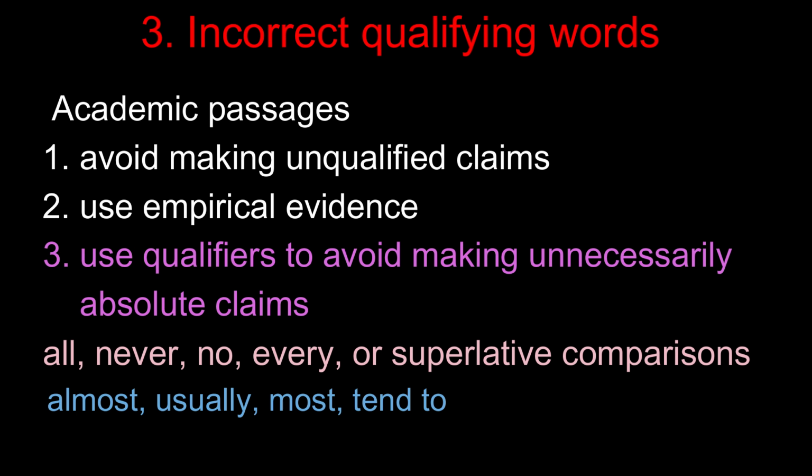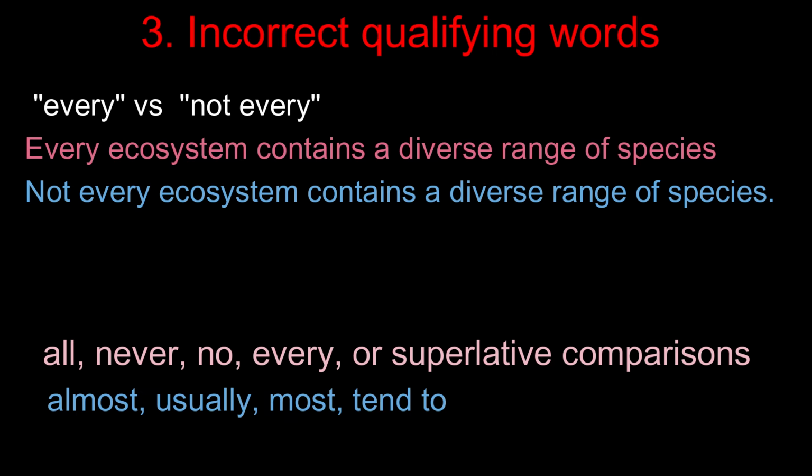On the other hand, sentences that use qualifiers like almost, usually, most, tend to, are more likely to be true, so keep them. When using absolute indicating words as clues, don't just rely on these words for elimination. You need to make sure that the whole meaning of the sentence is absolute, not just the words. For example, every indicates absoluteness, but not every does not. For example, every ecosystem contains a diverse range of species. This sentence is absolute because every suggests no exceptions.